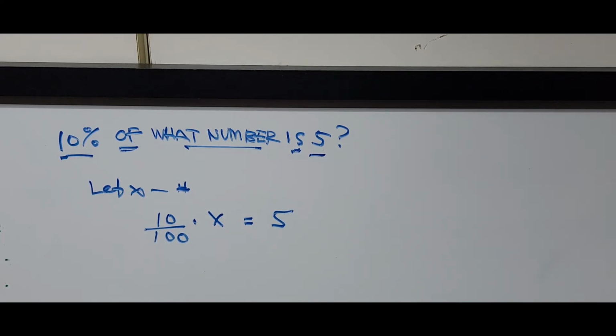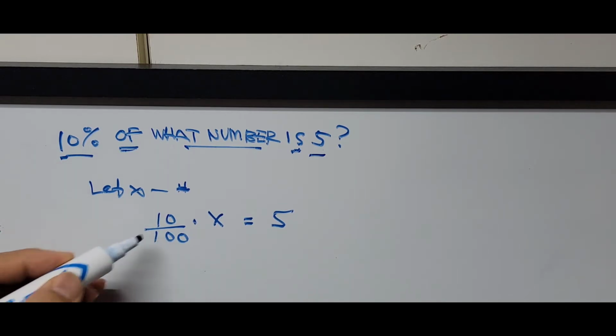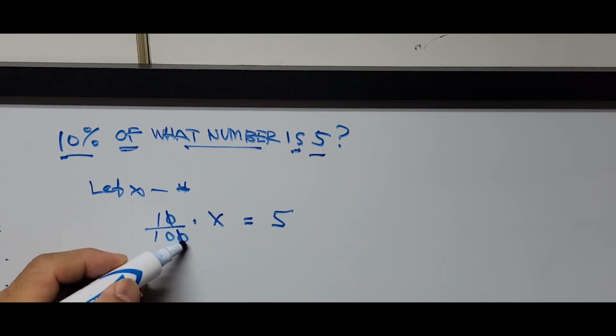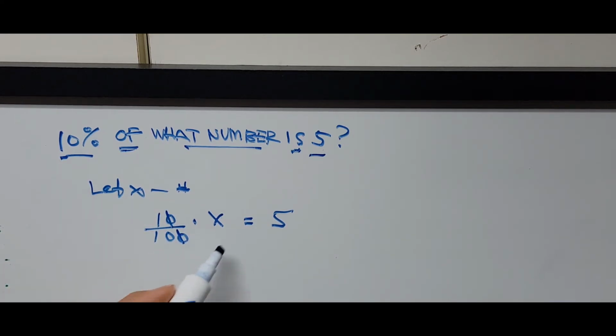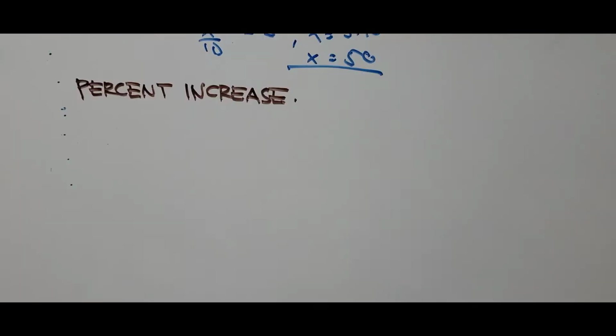That's how to solve these algebra word problems. We end up with 10 over 100, so cancel the 0. Now we end up with x over 10 equals 5. Then solve for the value of x. Therefore x is equal to 5 times 10, so that is 50.